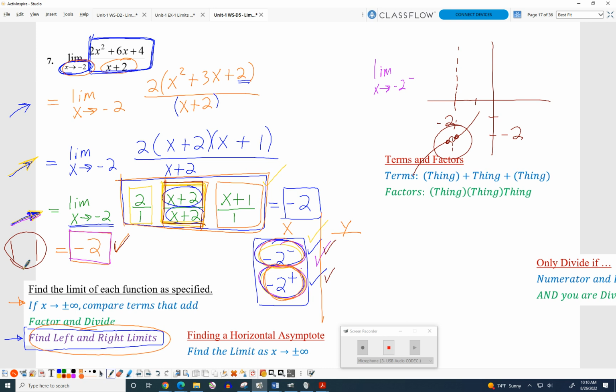This one doesn't require any, like before, the reason there was a "therefore" is because they asked us to talk about the continuity. So we had to have some sort of conclusion about that. This just says find the limit.